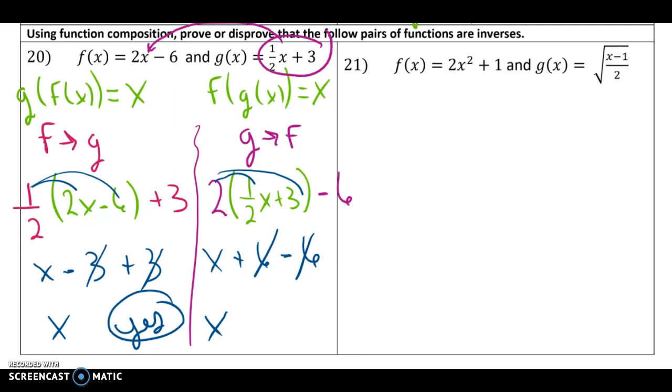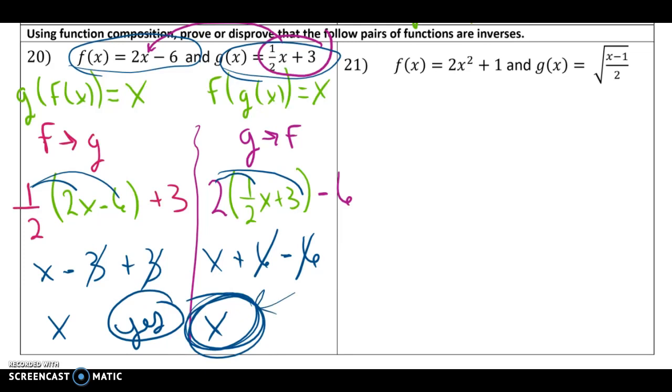And again, that x is that line of reflection. If you had graphed f of x and g of x in your graphing calculator, and the line y equals x in your calculator, you would have seen that f of x and g of x reflect over this line. So let's check out 21.